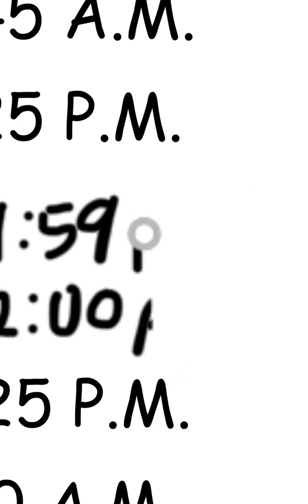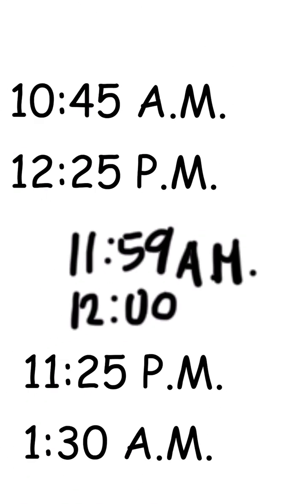And reversely, if it was 11:59 a.m., then after 1 minute it would become 12 p.m. So at noon, it changes.